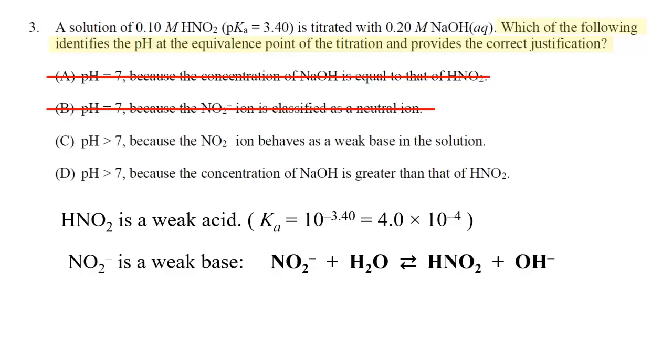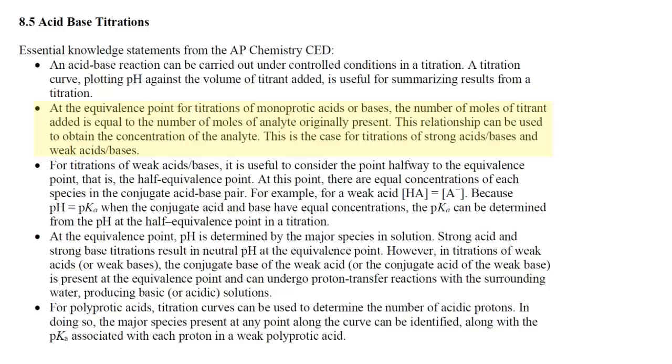This is one of the essential knowledge statements from topic 8.5, acid-base titrations, and it says the following. At the equivalence point for titrations of monoprotic acids or bases, the number of moles of titrant added is equal to the number of moles of analyte originally present. So the titrant, that is the chemical that is located in the burette, and the analyte, that is the chemical located in the flask directly beneath the burette.